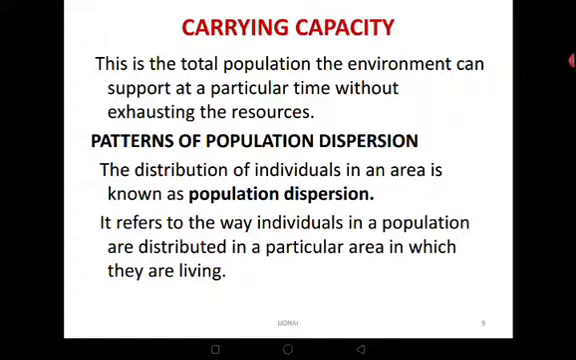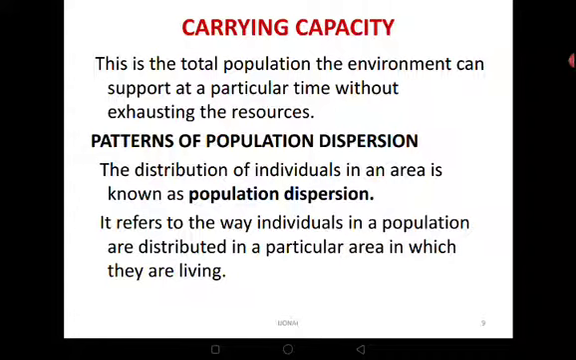Great. So there's something called carrying capacity. What is that? This is the total population of organisms the environment can support at a particular time without exhausting the resources. I would just give you an example. Like in your classroom, if there are 100 desks, 100 seats, that means there will be 100 students seated there comfortably. So the carrying capacity of your class is 100. That is the maximum number of students the class can handle. That is the carrying capacity of that classroom.